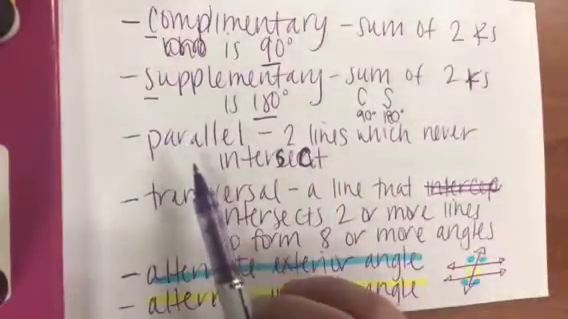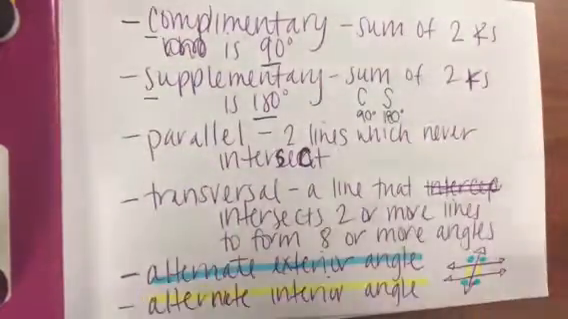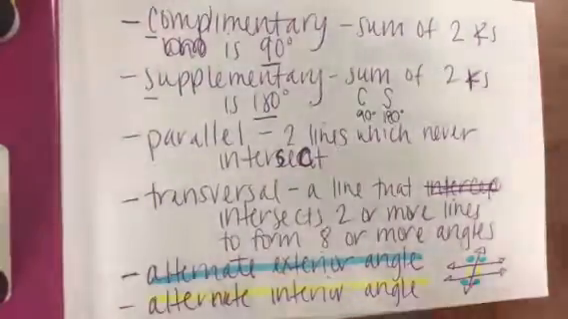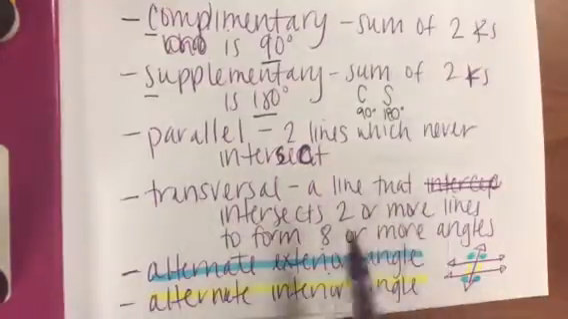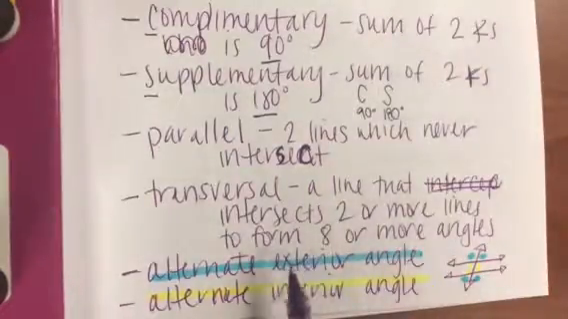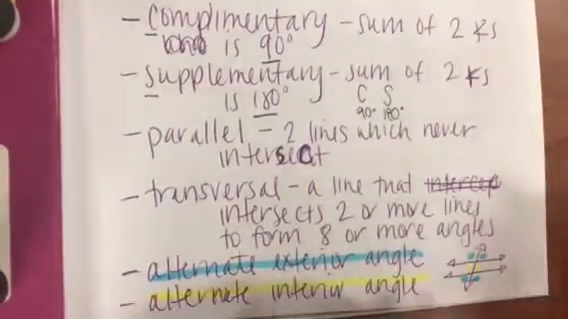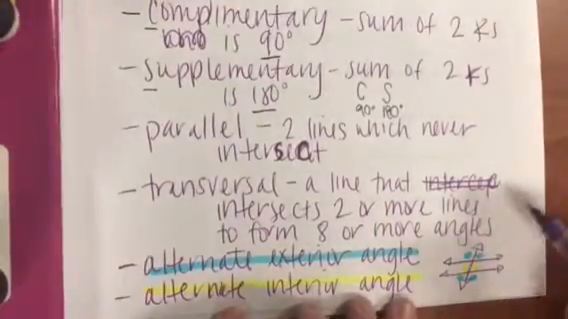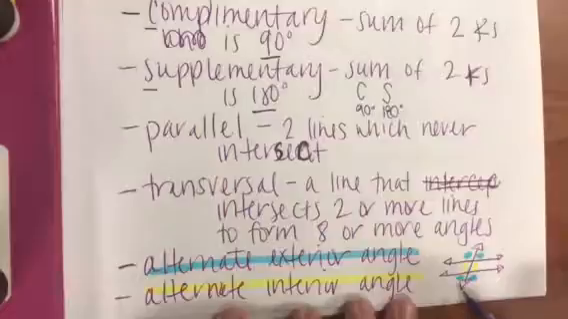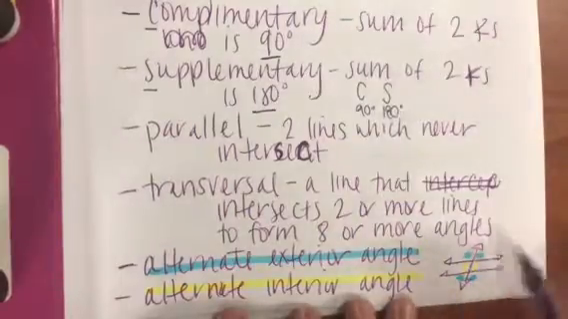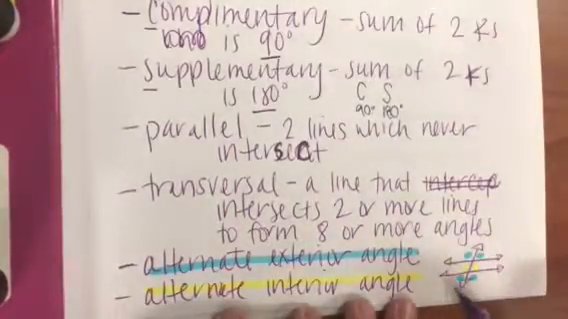Parallel, you guys should know this. Parallel means two lines that will never intersect. They are always going to be going across from each other. They're never going to intersect. A transversal is a line that intersects two or more lines to form 8 or more angles. You're going to see this is two parallel lines with a transversal. So this is what it looks like with two parallel lines and a transversal.